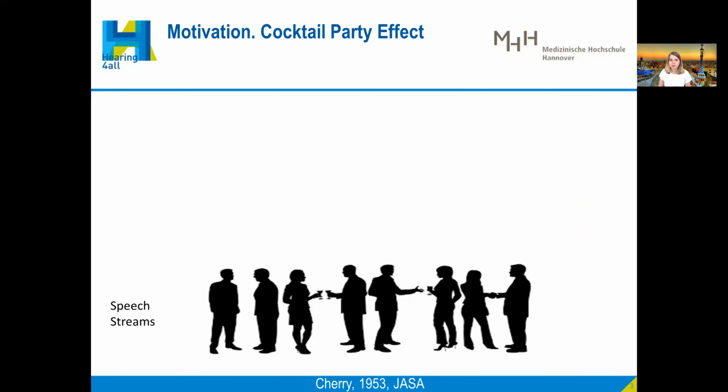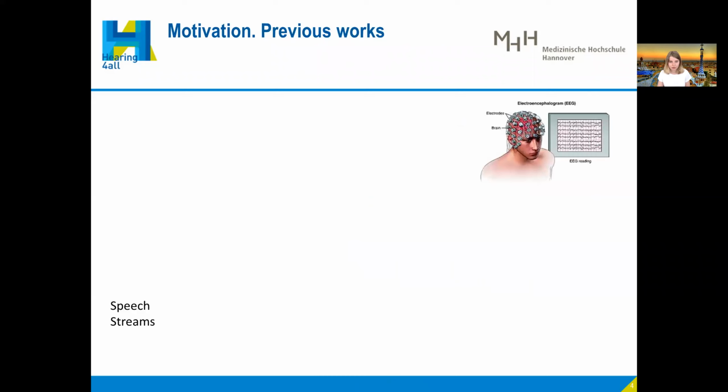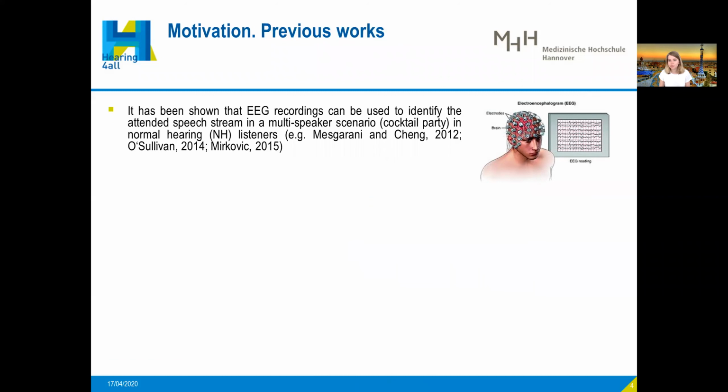Nowadays, CI users face a problem of understanding speech in multi-speaker scenarios such as the cocktail party effect. At the same time, normal hearing people can easily concentrate on the desired speaker and suppress all other speakers. Electroencephalogram, shortly EEG, demonstrates brain neural signals, and it has been shown that EEG recordings can be used to identify the attended speech stream in a multi-speaker scenario in normal hearing listeners.